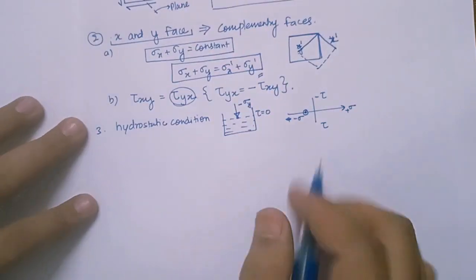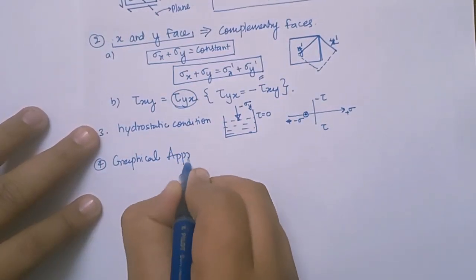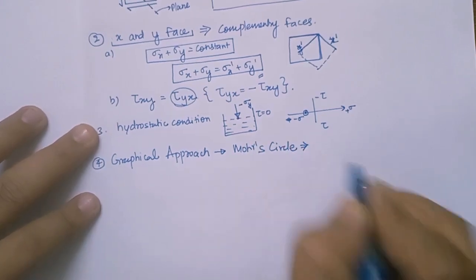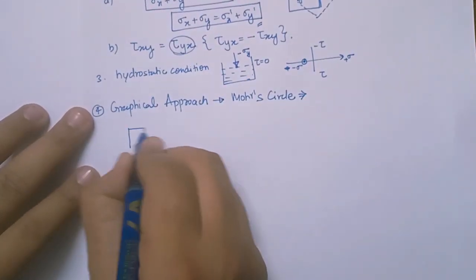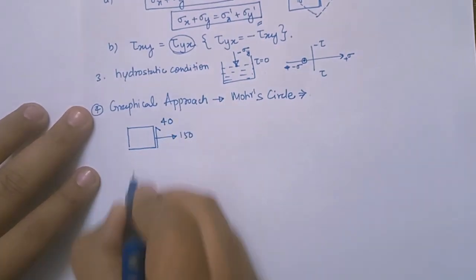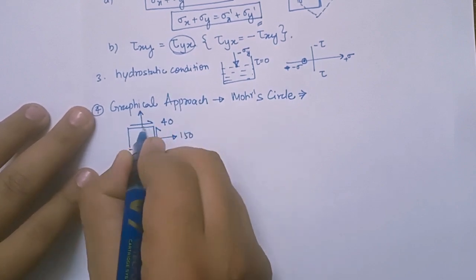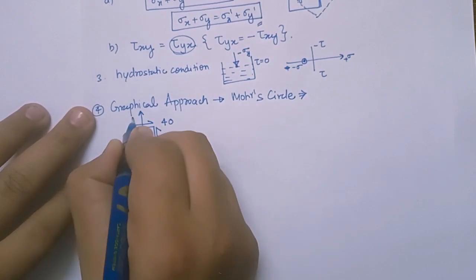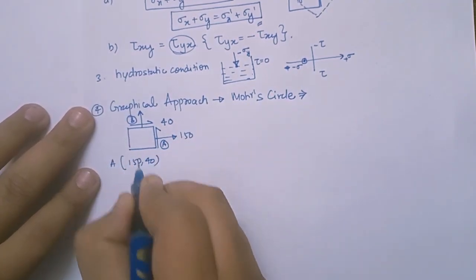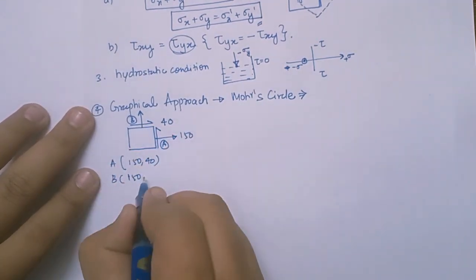Now we will do the graphical approach, that is the Mohr circle. Let us consider a situation where sigma is 150 and tau is 40. Here also we have sigma and tau, but the tau is clockwise. So this is my A face and this is my B face. The coordinate of A is sigma comma tau, that is 150 comma 40, and point B has sigma positive 150, but tau is clockwise, so minus 40.